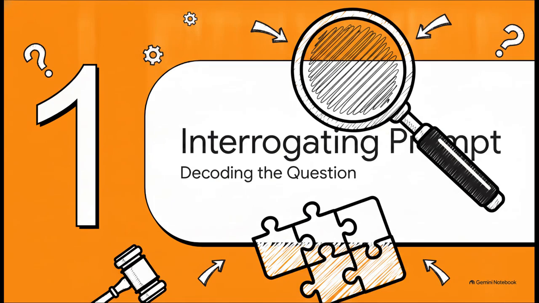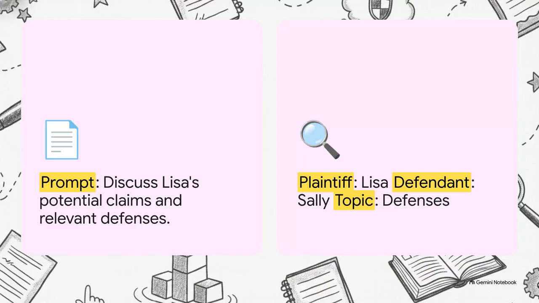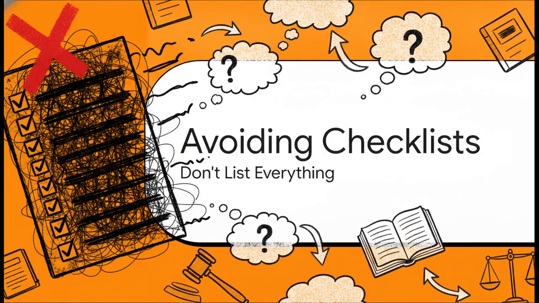Interrogating the interrogatory. Look, before you even glance at the fact pattern, you need to decode the actual prompt. If the interrogatory says, discuss Lisa's potential claims against Sally, you can stop right there. You immediately know your boundaries. You have one plaintiff, Lisa, and one defendant, Sally. This is absolutely crucial. It acts like a lens. When you go back to read those dense paragraphs of facts, you only care about actions where Sally actually did something to Lisa. Step 2.